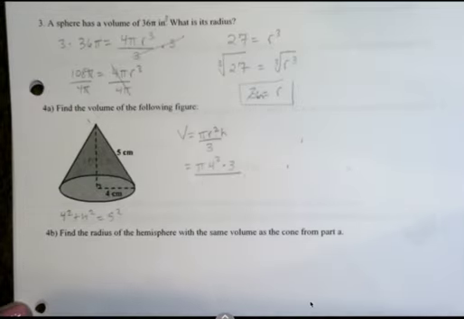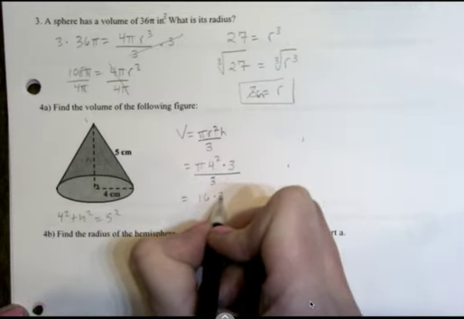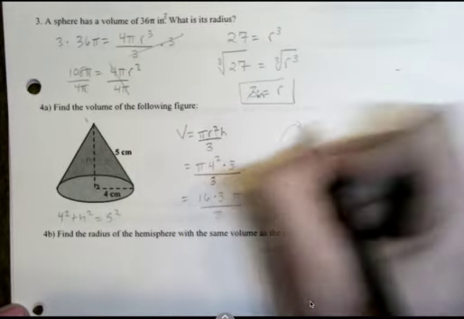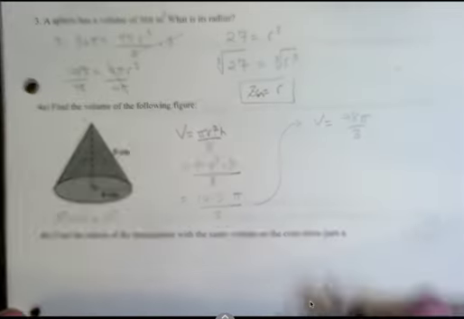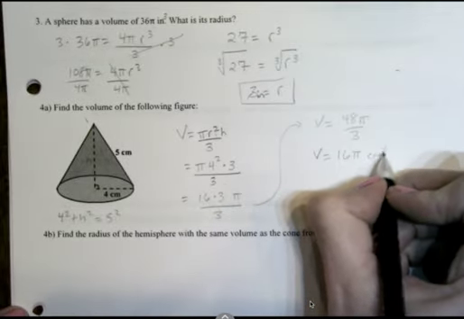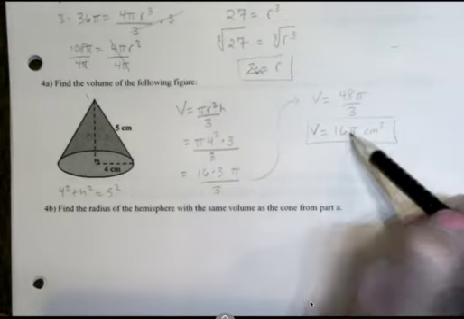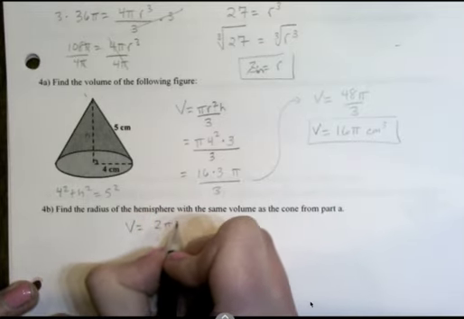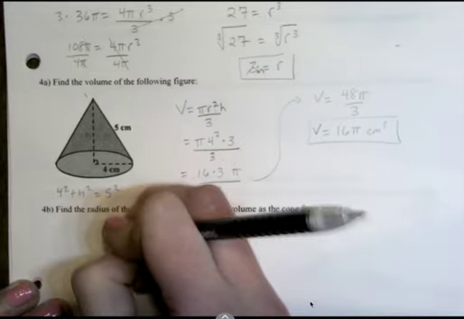Then divide by 3. So here I have 16 times 3 times pi over 3. This is 48, so we got volume is 48 pi over 3. 48 divided by 3 is 16, so we got 16 pi cubic centimeters. Now this says find the radius of a hemisphere with the same volume as this. Volume for a hemisphere is 2 pi r cubed over 3, and I want to set it equal to 16 pi. So I'm going to put 16 pi in right here.